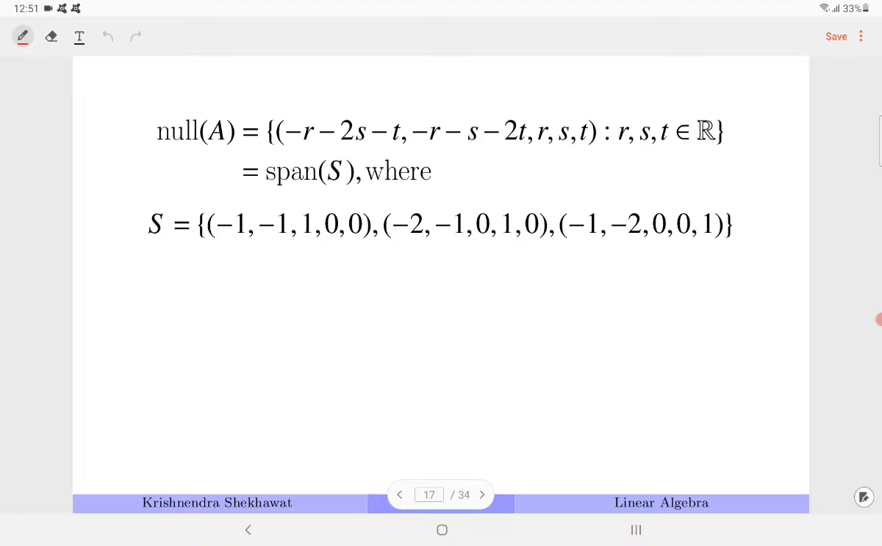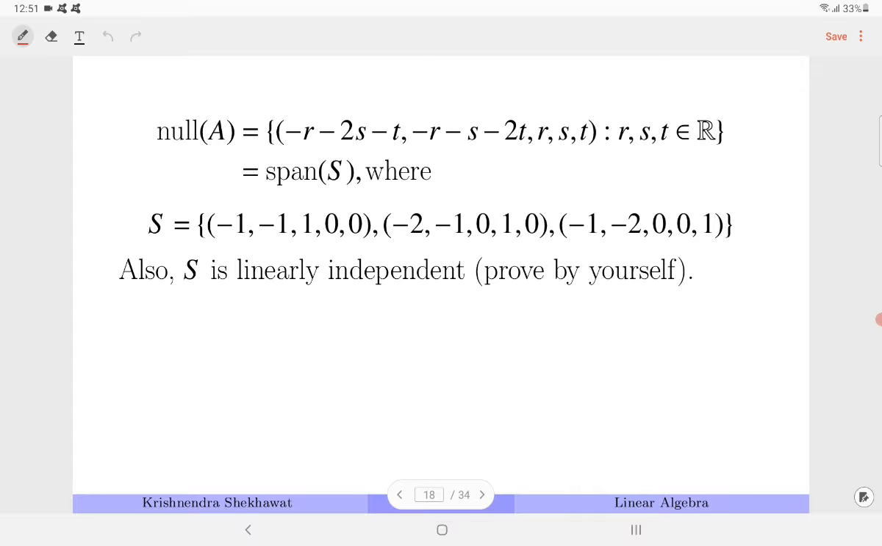So if you solve it, then the null space of A comes out to be span S, where S is this. If set S is LI, then it forms a basis. If it is not LI, we look for an LI subset. In this case, it is LI, which you can verify by yourself, and therefore it forms a basis for the null space of A.